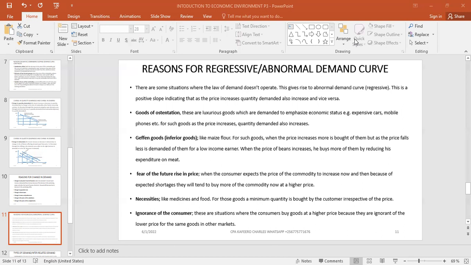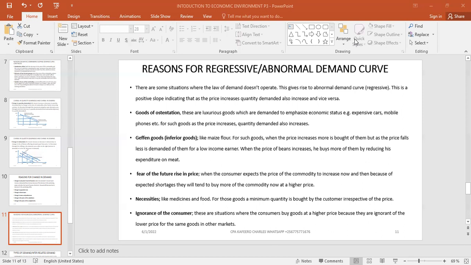The other point, we can talk about Giffen goods. Giffen goods, those are inferior goods, or those are the goods which are consumed by poor people. You can talk about, let's say, maize flour. Someone is buying maize flour. That's an example of an inferior good. For these goods, when the price increases, more of it is bought, and when the price is reducing, they buy less of them.